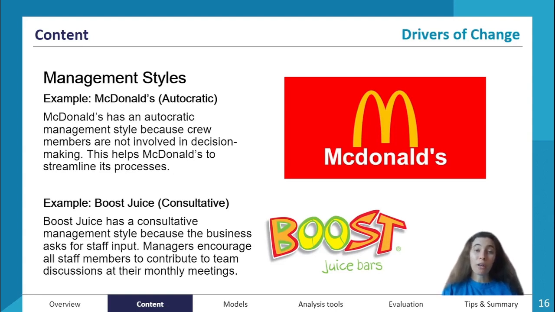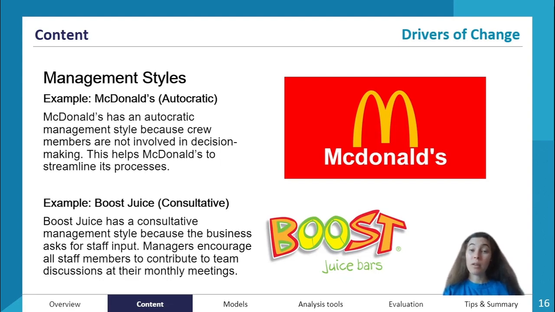So big companies are often going to need to use an autocratic style because ultimately it's not really possible to have base level employees being involved in the change. When you've got thousands of employees spread across the globe, that would logistically be really challenging. So even if the business wants to be more consultative or participative, that may not really be possible. So McDonald's is an example of that. It has an autocratic management style because crew members are not involved in decision making. And so this helps McDonald's to streamline those processes.